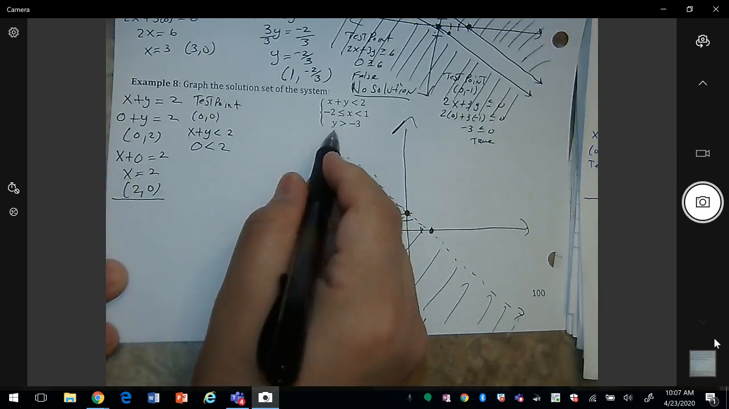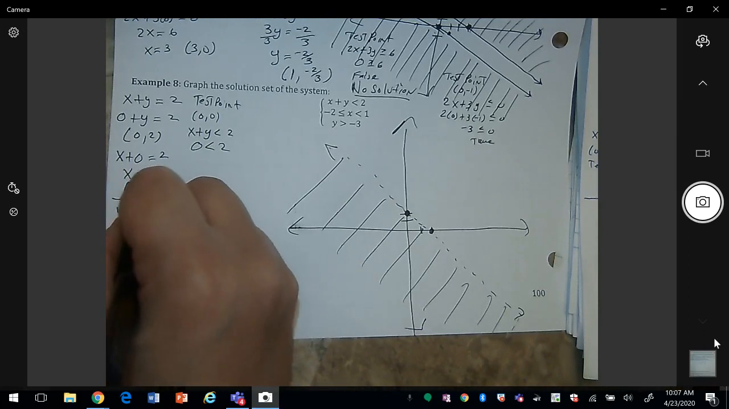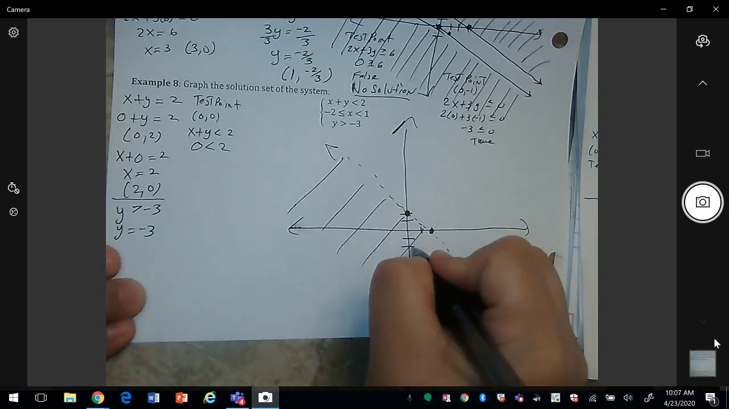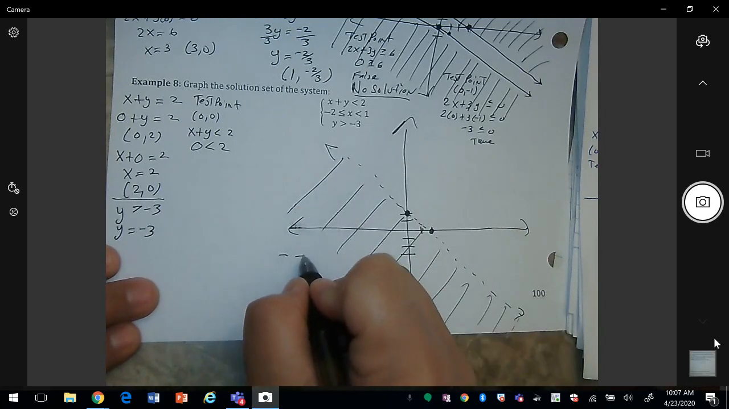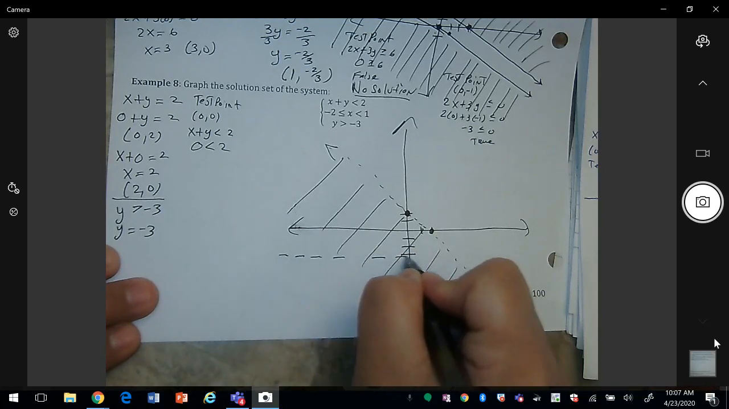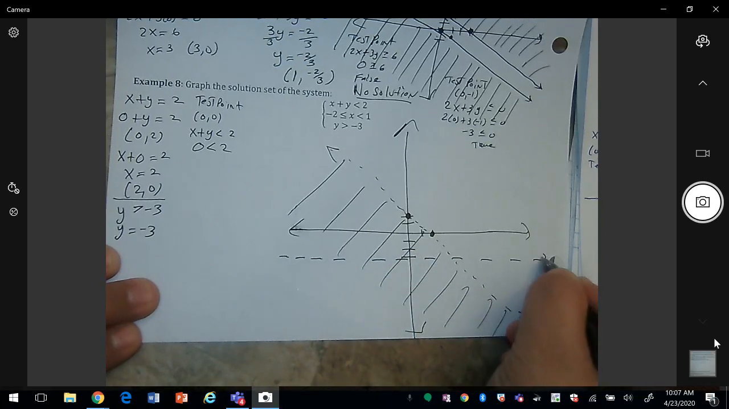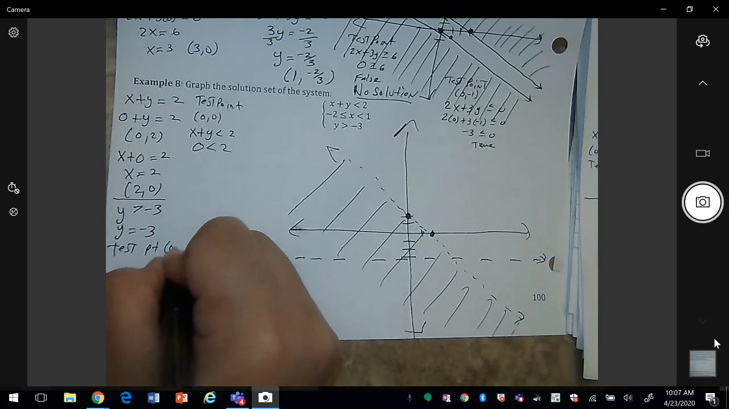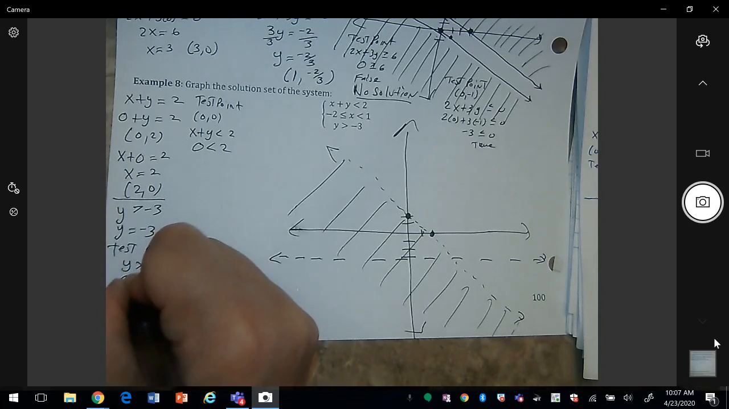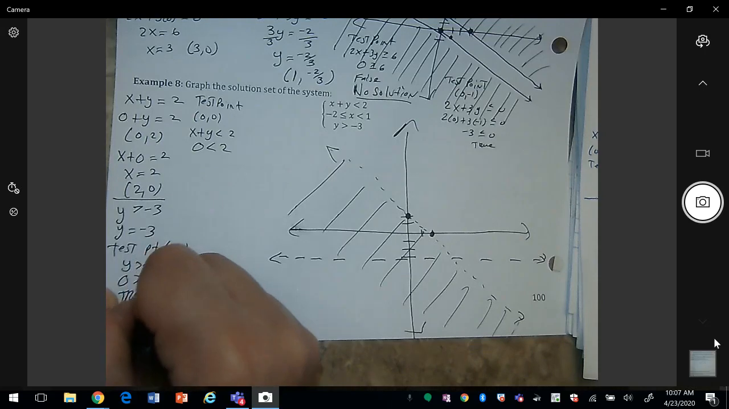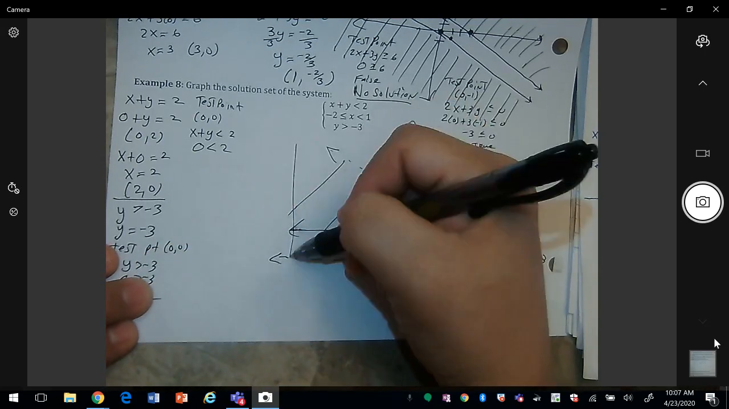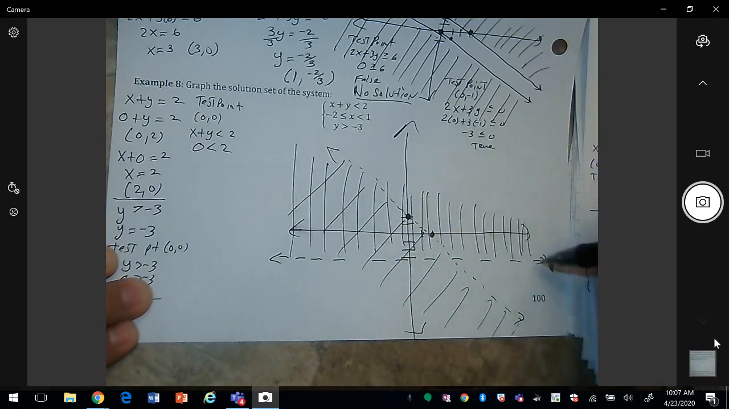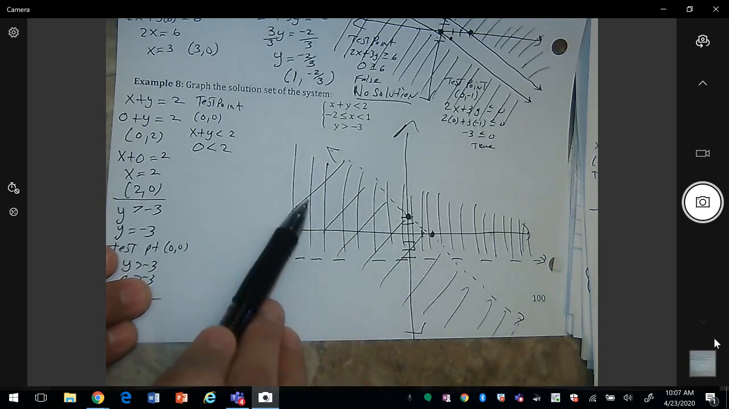The next inequality is y greater than negative 3. So this is a horizontal line at y equals negative 3. And it is a dotted line also. And the test point, we can use 0, 0. 0 is greater than negative 3. That's true. So that means we're going to shade on top. So far, this area is what they have in common.